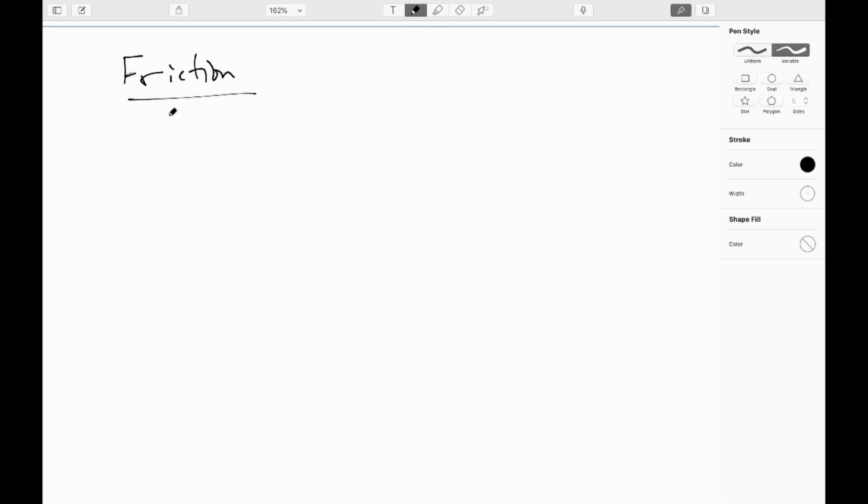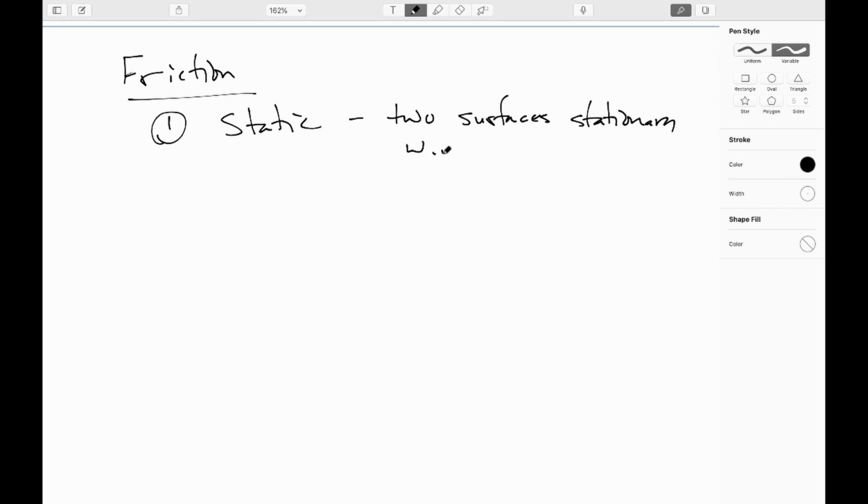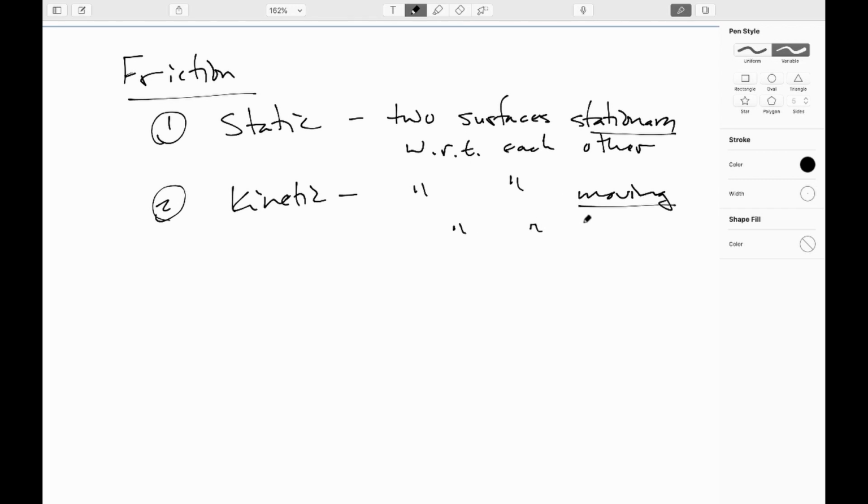There are two major regimes of friction. There's static friction. So this means that the two surfaces are stationary with respect to each other. And kinetic means that the two surfaces are moving with respect to each other.